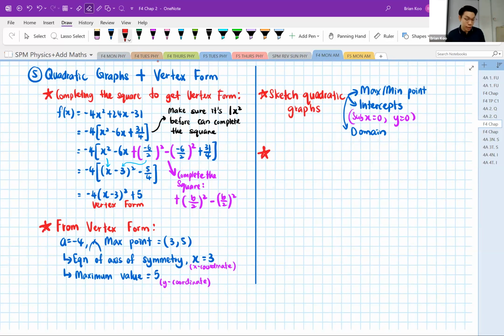And there's one more thing that is not in the books, but it's in the textbook. I feel like I need to go through this, which is called intercept form for quadratic equations. I have seen this being asked once in a state paper, just once. I think you should be aware of it.